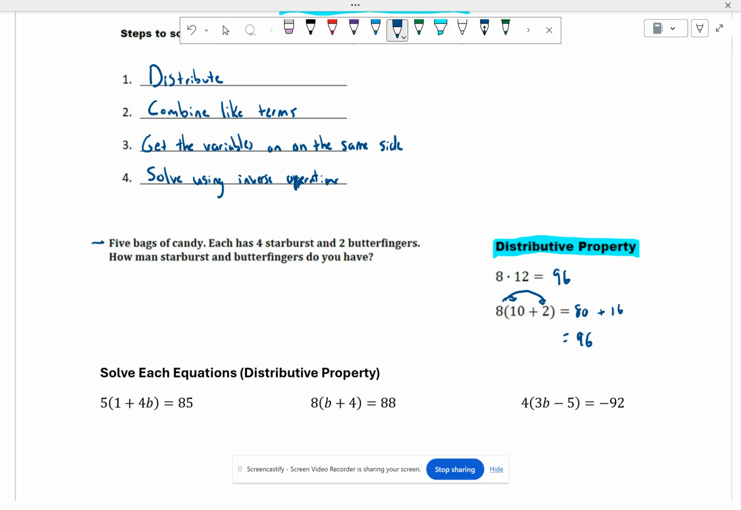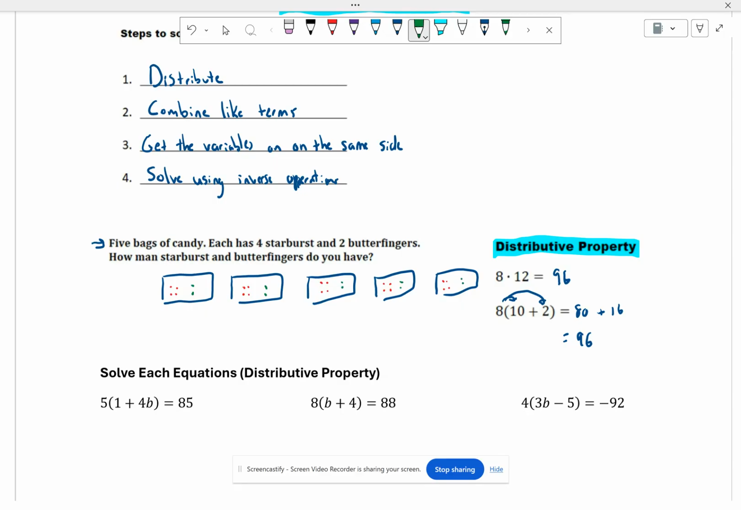And then this example here on the left, 5 bags of candy each have 4 Starbursts and 2 Butterfingers. So if I have 5 bags of candy, and each of them have 4 Starbursts, 1, 2, 3, 4, and so on for each bag, and 2 Butterfingers, 1, 2 in each bag. How many Starbursts and Butterfingers do I have in total?